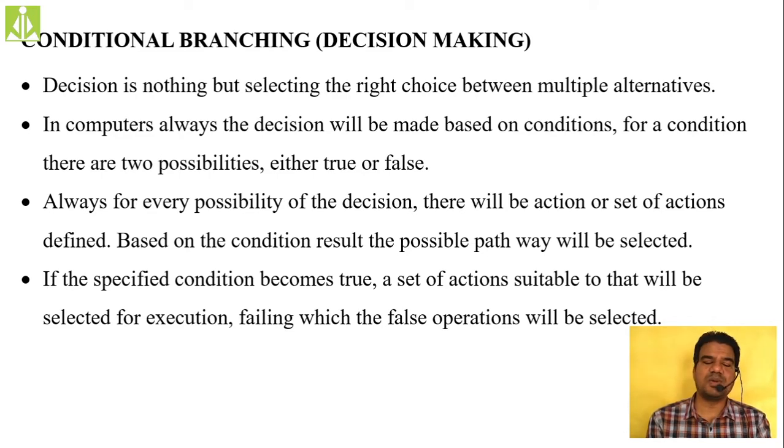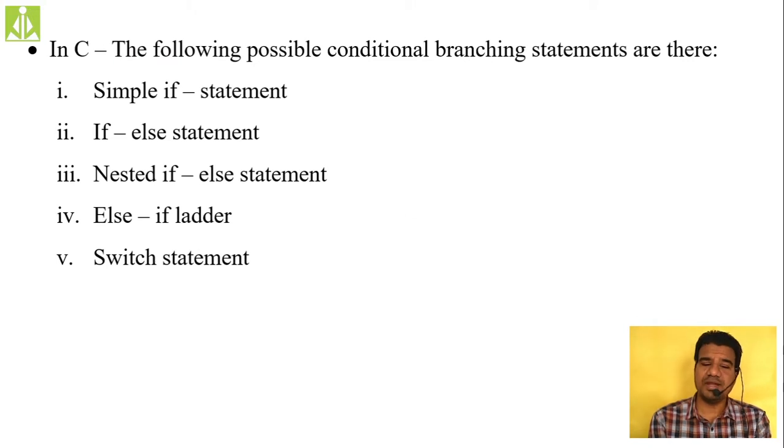Okay, so in this way you can remember. These conditional statements, or conditional branching statements, are 5 in the C language. We have 5 different conditional branching statements in C: the simple if statement, the if else statement, the nested if else statement, the else if ladder, and finally the switch statement.